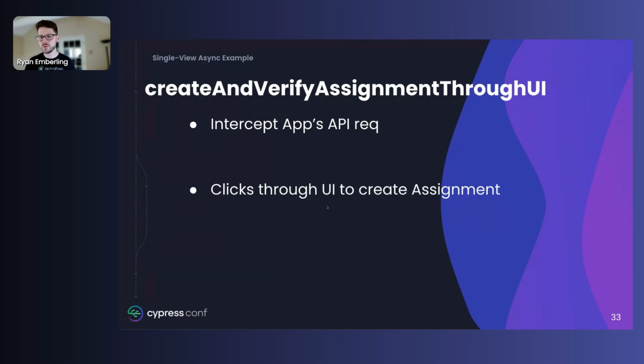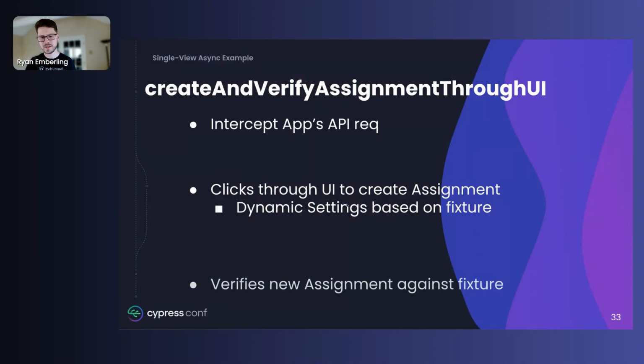Then we go through the user interface, clicking on buttons and filling out the form in order to create an assignment based on the definition of the fixture. And that means that we'll dynamically set various fields based on the fixture, including toggling switches or filling out form fields. And then lastly, we'll verify that the assignment that is generated by the application actually matches the description of the fixture object. And that's really the motivation for this initial intercepting of the application's API request.